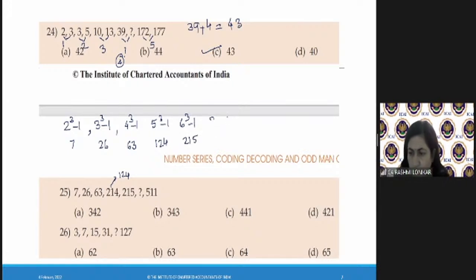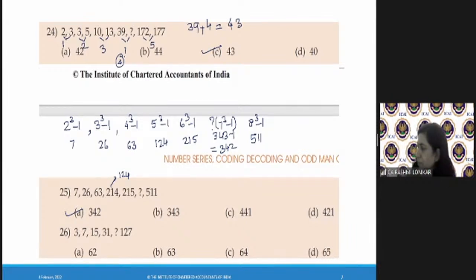Okay. Then there is a question mark. So I think this question mark is 7 cube minus 1. Let me check 8 cube minus 1. What is 8 cube? 8 into 8 into 8 is 512. 512 minus 1 is 511. So this number has to be 7 cube minus 1. So 7 into 7 into 7 is 343, minus 1, which is equal to 342. So answer is A and not B. So the series is in such a way. Clear? Now let us go to the 26th sum.